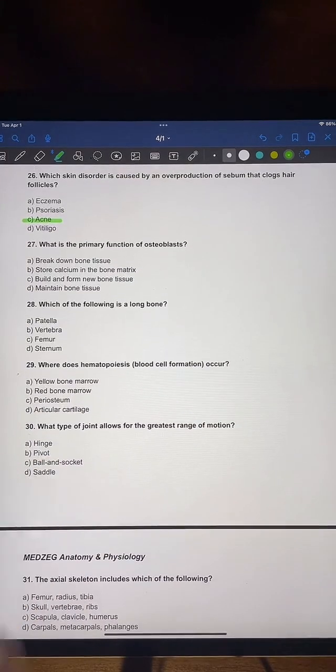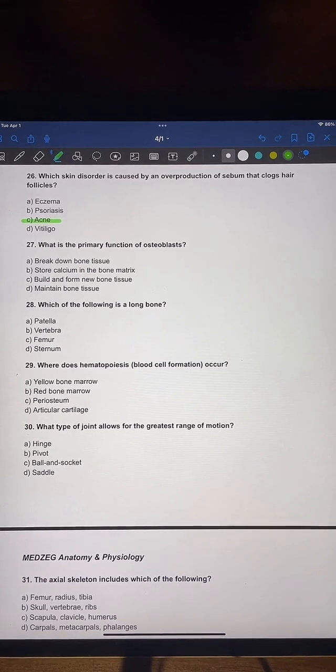Number 27, what is the function of osteoblasts? What is the function of osteoblasts?